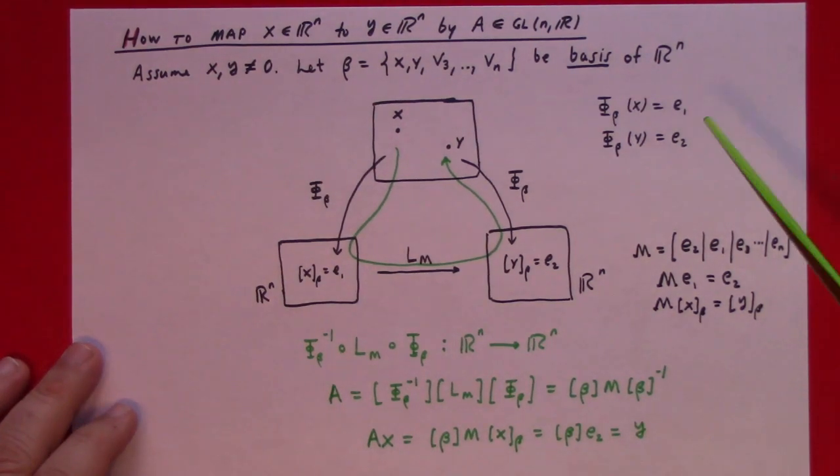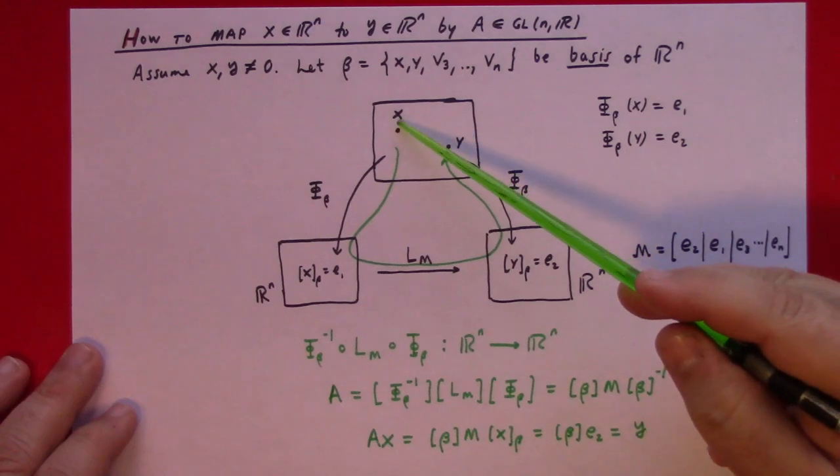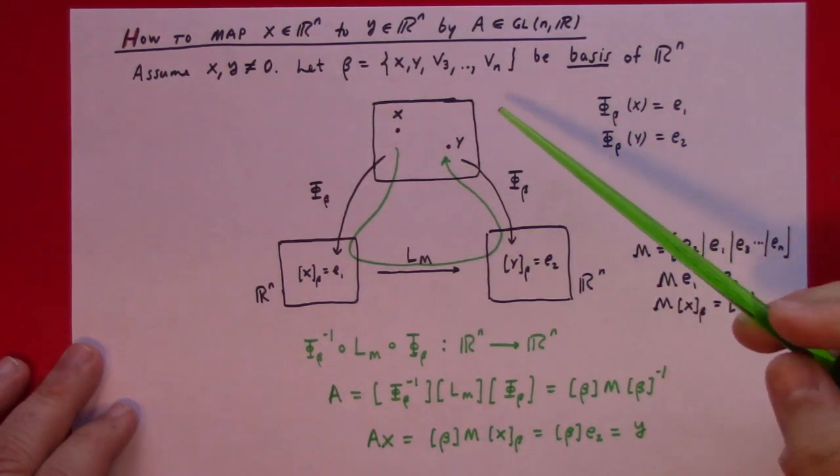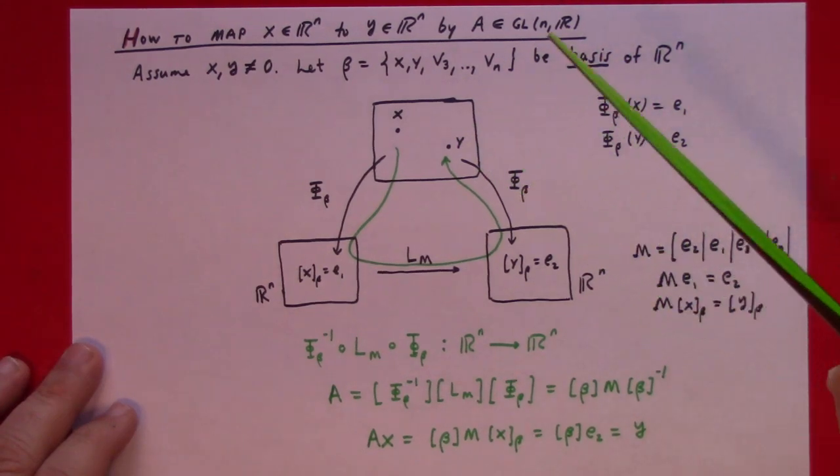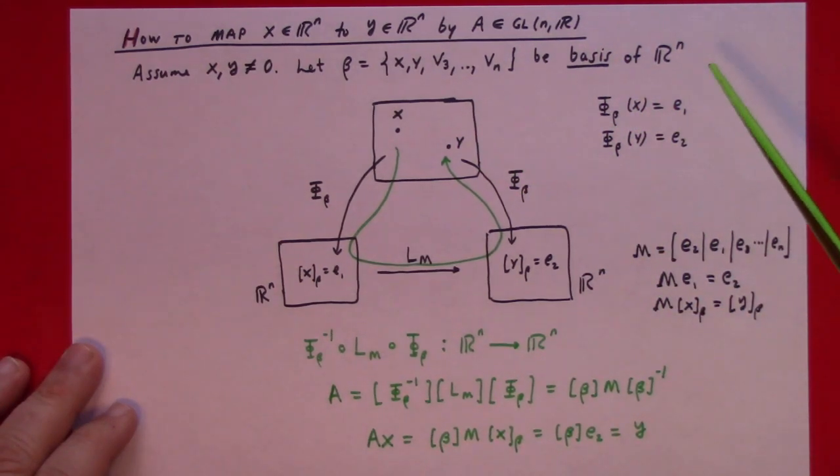So I've got x, I've got y. I want to get from x to y. They're arbitrary vectors, so that's kind of a pain. But it's much easier to think about E1 and E2. If I have E1 down here and E2 down here, I can easily get from E1 to E2 by the matrix M, which just puts E2 and E1 in the first two columns, and then E3 through En in the rest. Because then M of E1 is equal to E2, because the first column of M is E2.